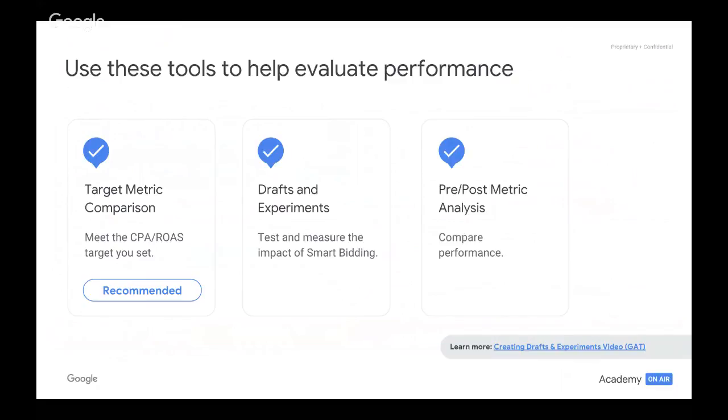But if we're still maybe a little bit unsure and we want to do a head-to-head test, we can look at drafts and experiments, which launched a couple of years ago. Drafts and experiments will allow us to select a number of campaigns. We can split the traffic for that campaign, usually 50-50 is what we'd recommend. We continue to run one half on manual bidding, and then we implement smart bidding on the other half, and we let that run. So we're doing as close to a head-to-head test, the same campaign at the same time, as we can. That's been really useful in finally proving out the value of smart bidding solutions.